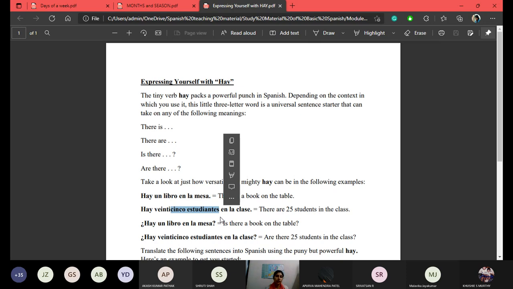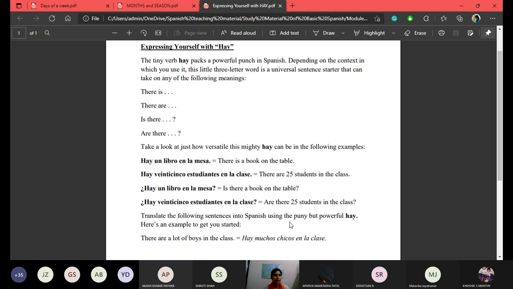We go further. We do not stop at hay to understand the meaning of hay, okay? So what we will do, we will read "hay un libro." That means "hay un libro" means there is a book, that is one book we are talking about. And in the next sentence, if you go, "hay 25 estudiantes," that means there are 25 students, and the sentence is talking about 25 students, that is plural, no? So there is a book, one book, or there are 25 students. Accordingly, you will change the meaning, whether "there is" or "there are." Okay, is it fine, the meaning of there is and there are?